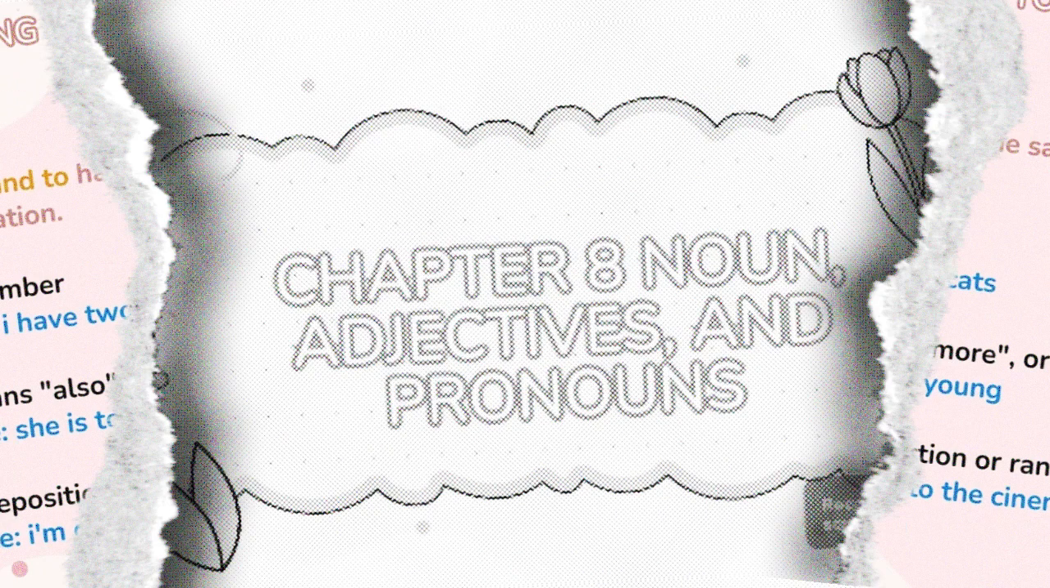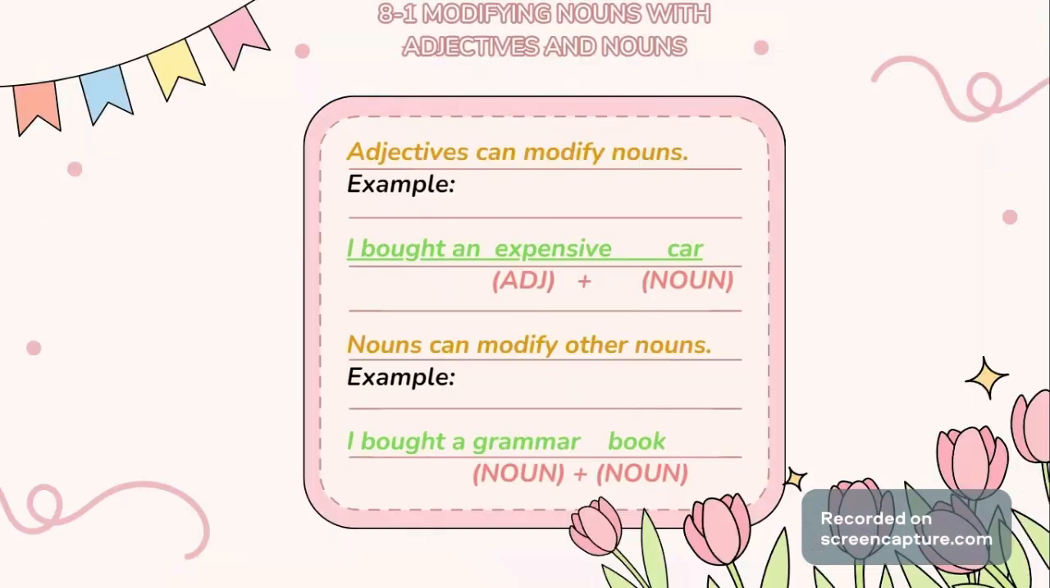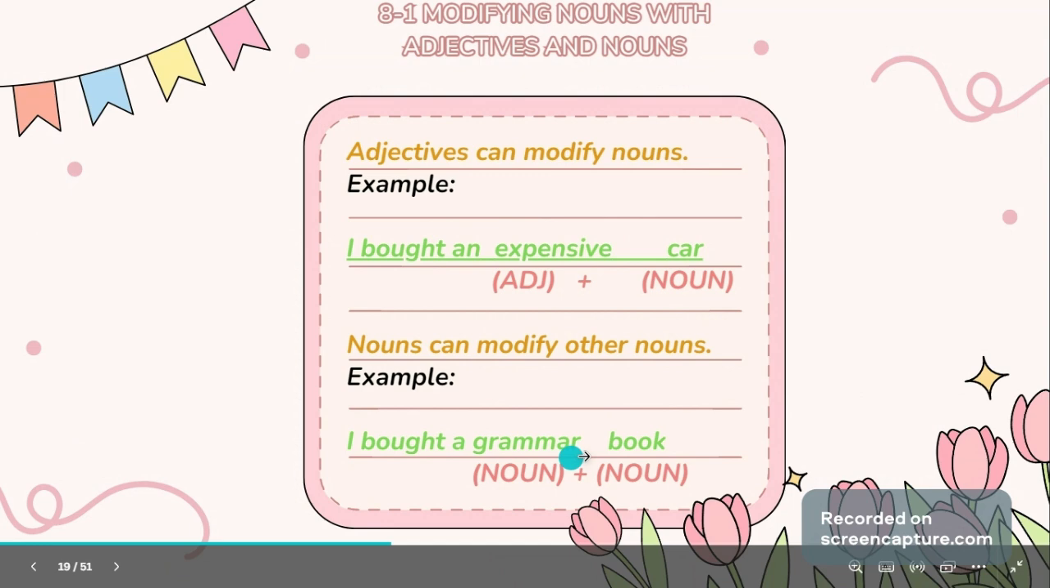Okay, next we have chapter 8: nouns, adjectives, and pronouns. Modifying nouns with adjectives and nouns. Adjectives can modify nouns. Example, I bought an expensive car. Expensive is an adjective and car is a noun. And nouns can modify other nouns. Example, I bought a grammar book. Grammar is a noun and book is a noun.